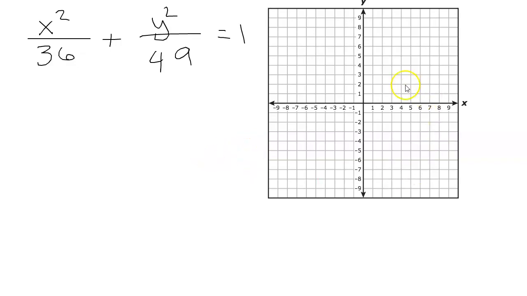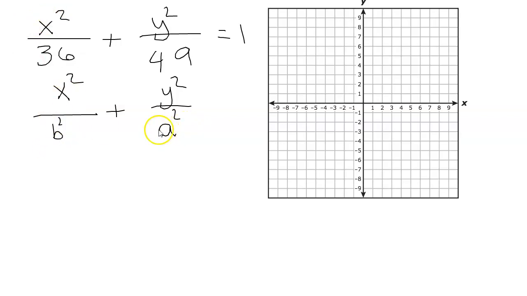So how can we get the graph of an ellipse from the equation? So we saw that the major axis is the longer one and the minor axis is the shorter one. So for this equation, the 49 is bigger than the 36, which means that a would be under the y squared, and the b squared would be under the x squared. So I said just a before, but it's really a squared.